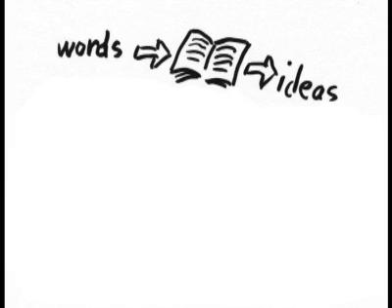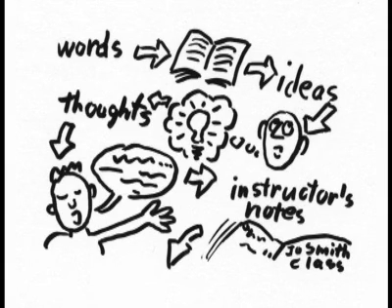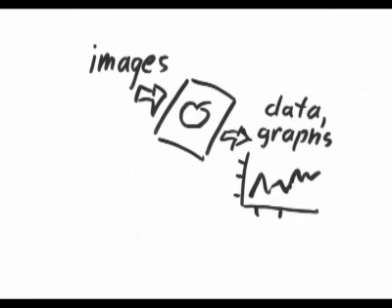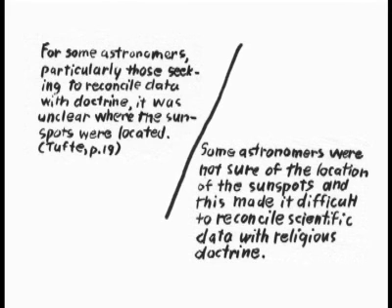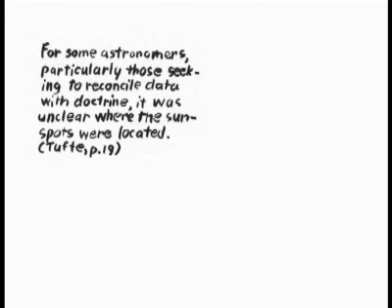Citing means that you acknowledge you are using other people's work, and that can be any kind of work: words, ideas, instructors' notes, images, data, graphs, anything. The same rules apply if you are paraphrasing. Paraphrasing means changing the wording or modifying the content in some way.